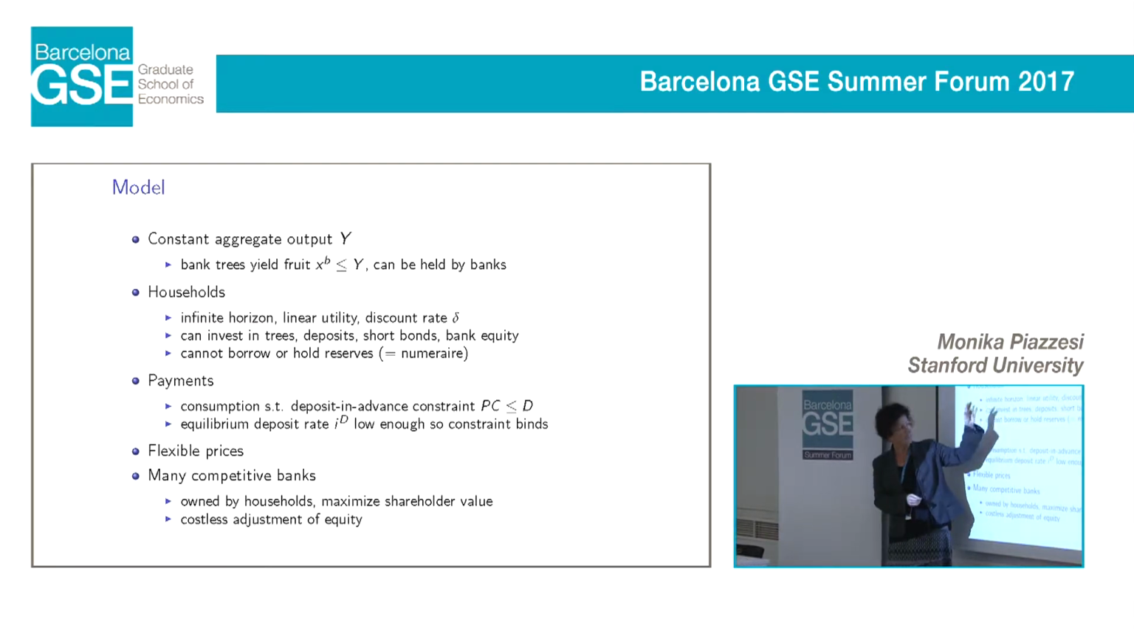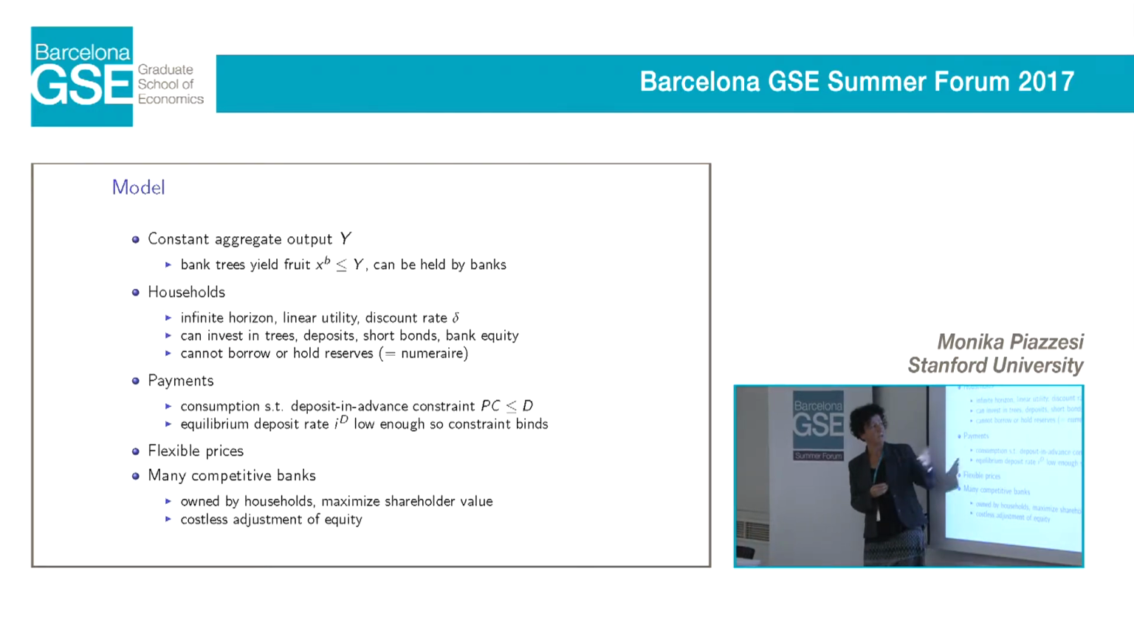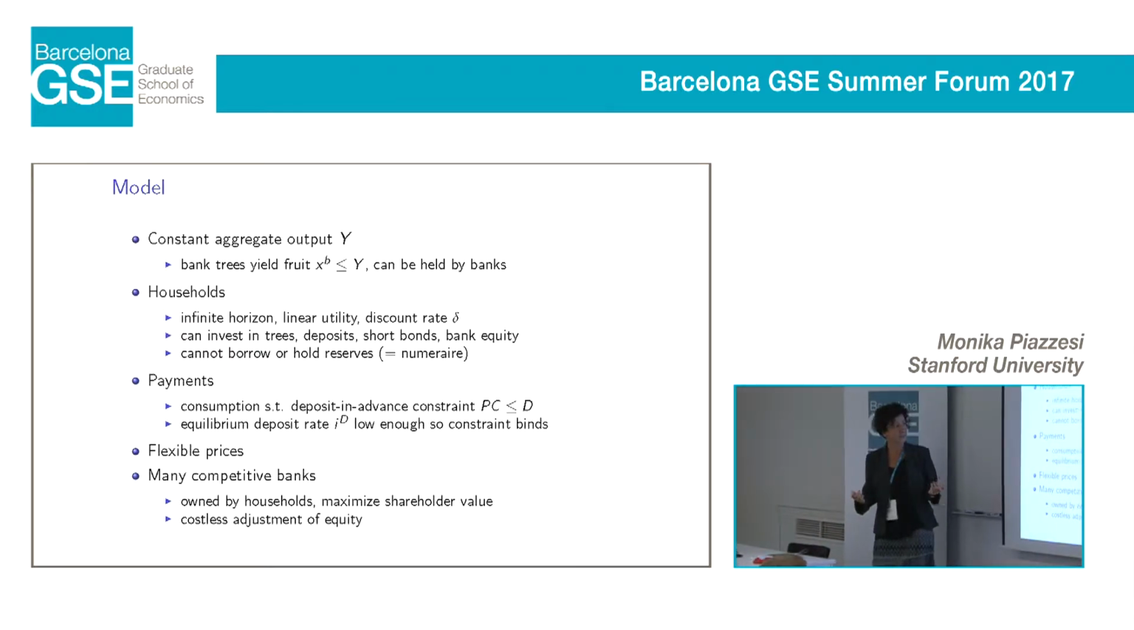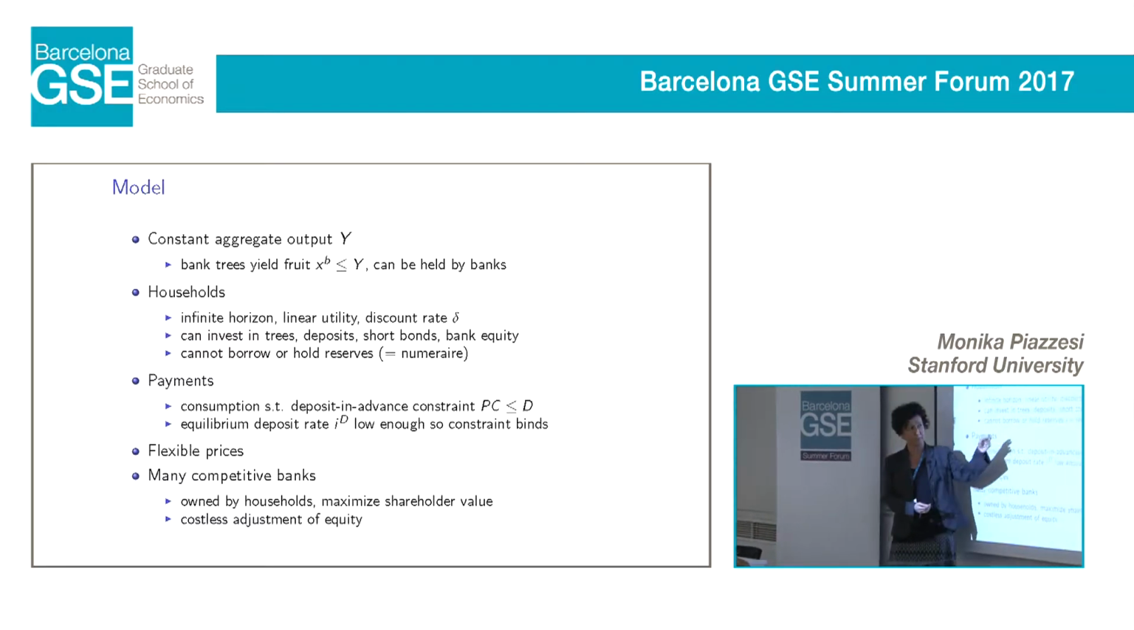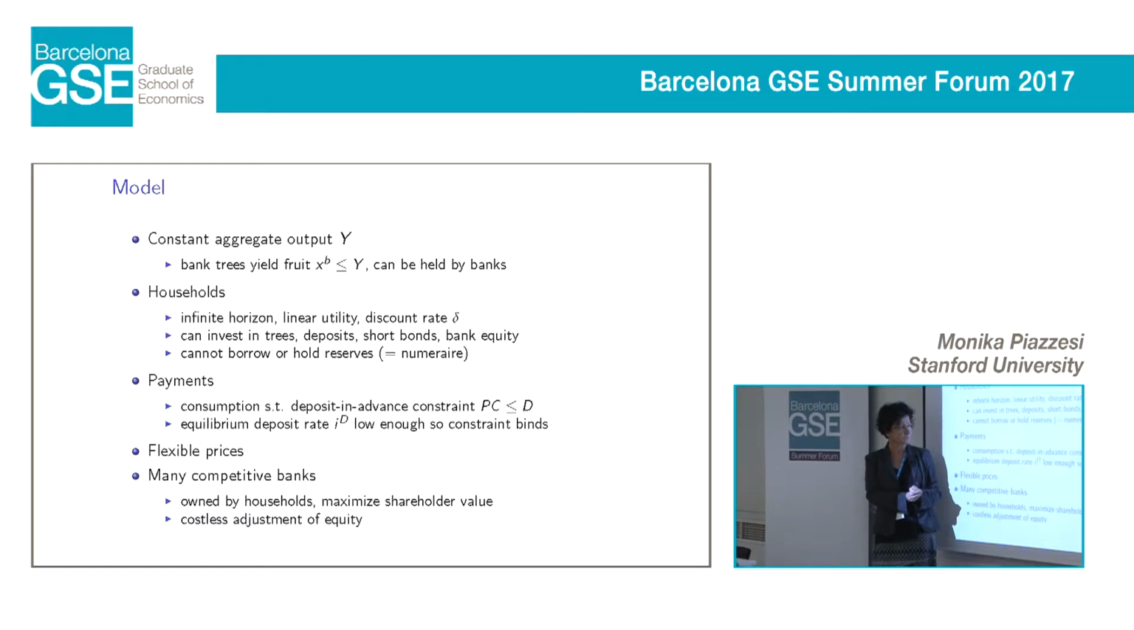Households here are infinitely lived. They have linear utility, and they discount the future at a rate delta. Households can invest in the trees. They can hold deposits with their banks. They can hold short bonds or bank equity. The key assumption is they cannot hold reserves. These are assets that only the banks can hold. And that's going to be our numeraire. And they cannot short these assets.